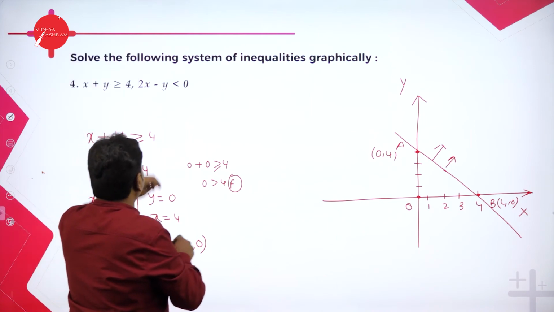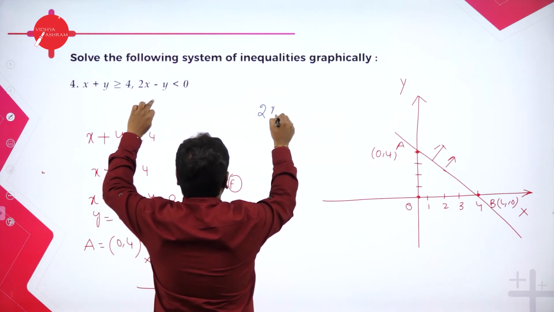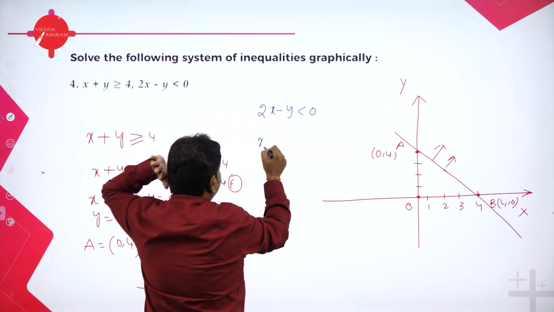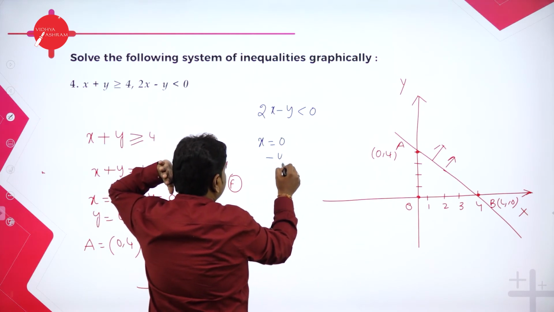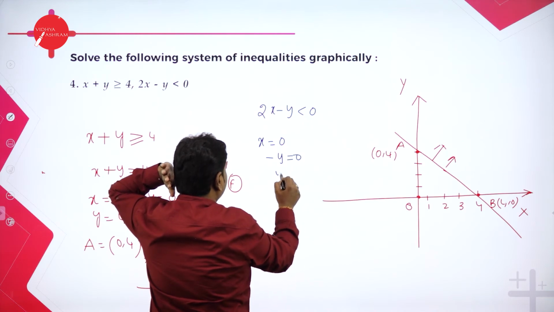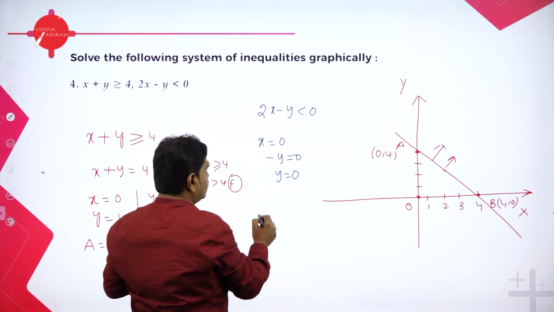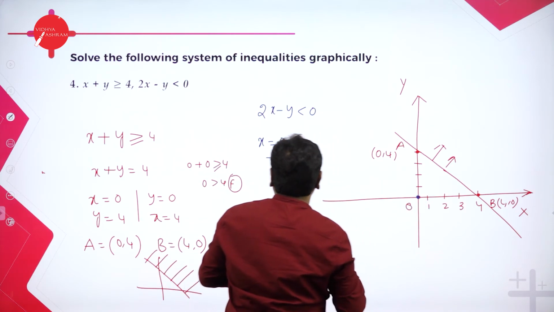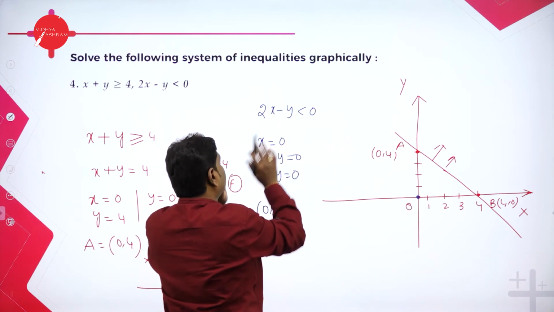Let me take the second line. What is the second line? 2x minus y less than 0, so strictly less than 0. Put x as 0, then minus y is equal to 0, so y is 0. One point is the origin, 0 comma 0. And put y as 0, you will get x as 0.